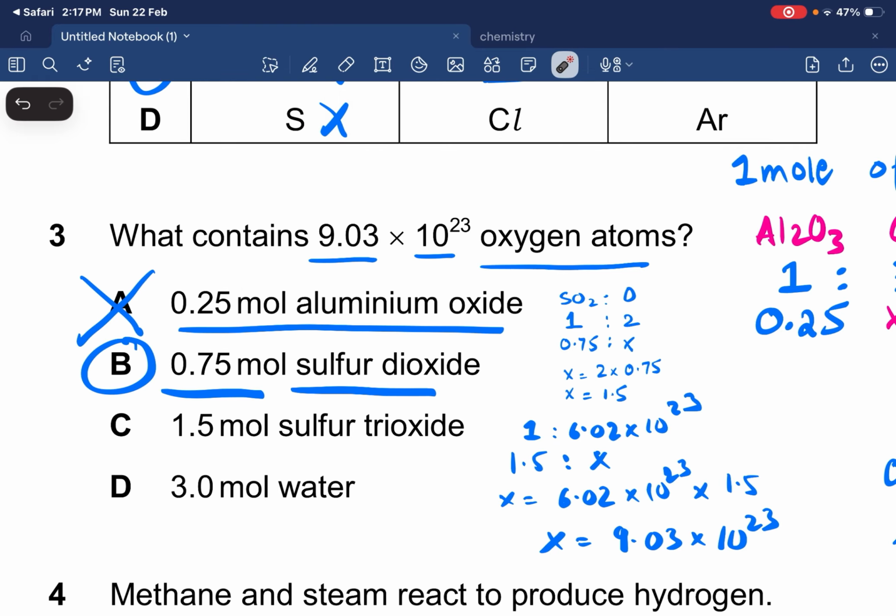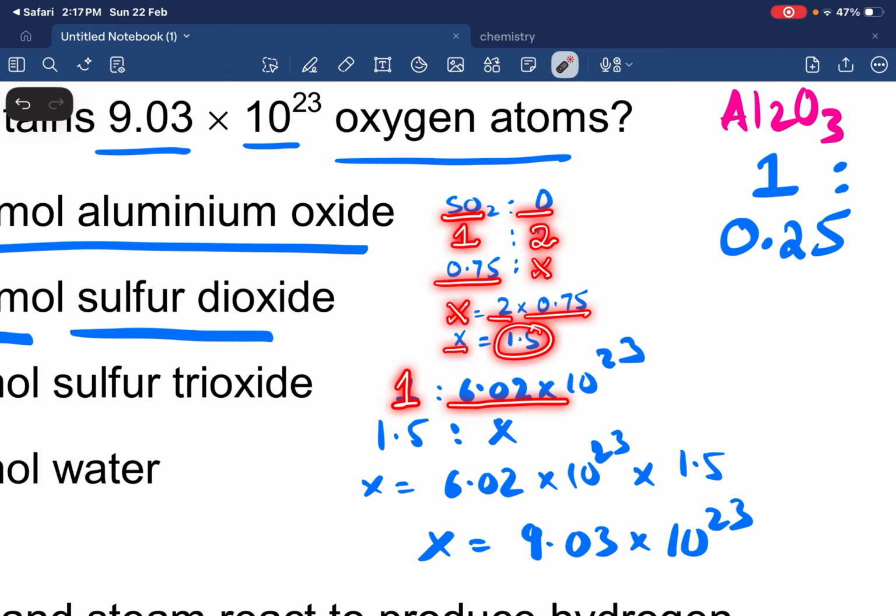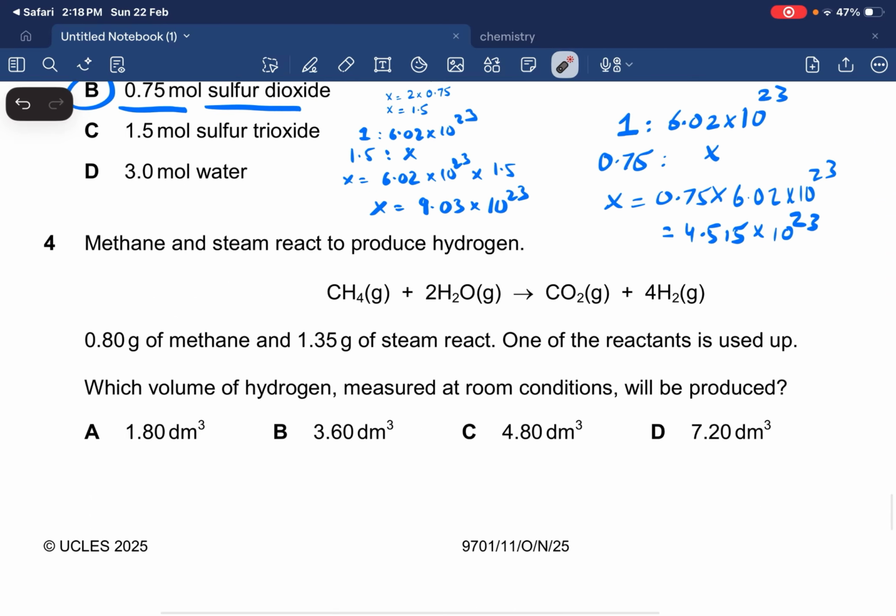You can see it again. What I just did was that sulfur dioxide ratio oxygen. 1 mole of sulfur dioxide contains 2 moles of oxygen atoms. Atoms I'm talking about. So 0.75 moles of sulfur dioxide is going to contain X moles of oxygen atoms. X comes out to be 2 into 0.75, right? That means we have 1.5 mole of oxygen atoms. 1 mole of oxygen atoms contains 6.02 into 10 exponent 23 atoms. So 1.5 moles is going to contain X number of atoms, and X comes out to be 6.02 into 10 exponent 23 into 1.5, which makes option B the correct answer.